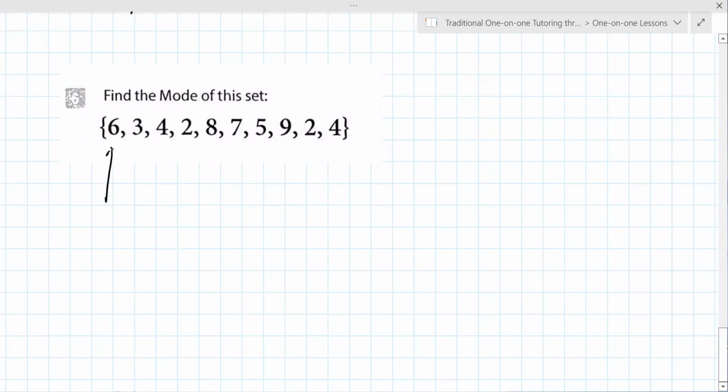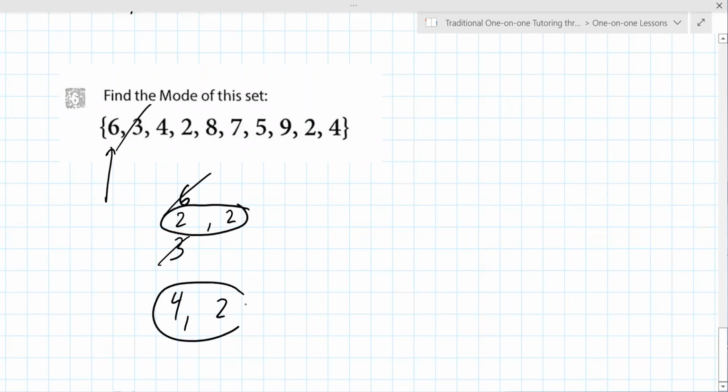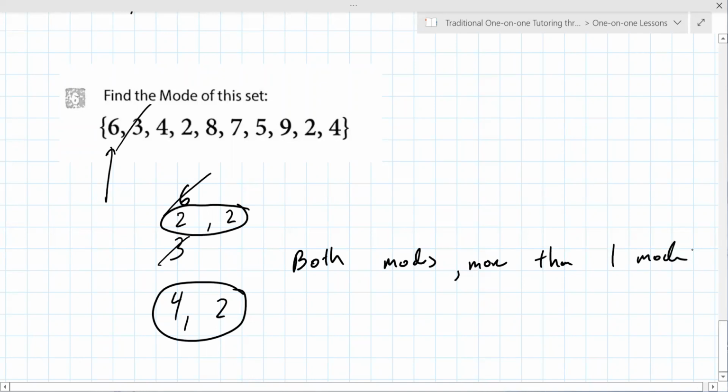So what I would do is look at the data set and be like, okay, does 6 occur more than once? Do you see any other 6s? No. So that's out. How about a 3? There's 1 3. So that's out. So there's 2 2s and 2 4s. So these are both modes. You can actually have more than one mode. And that's okay. That's possible.